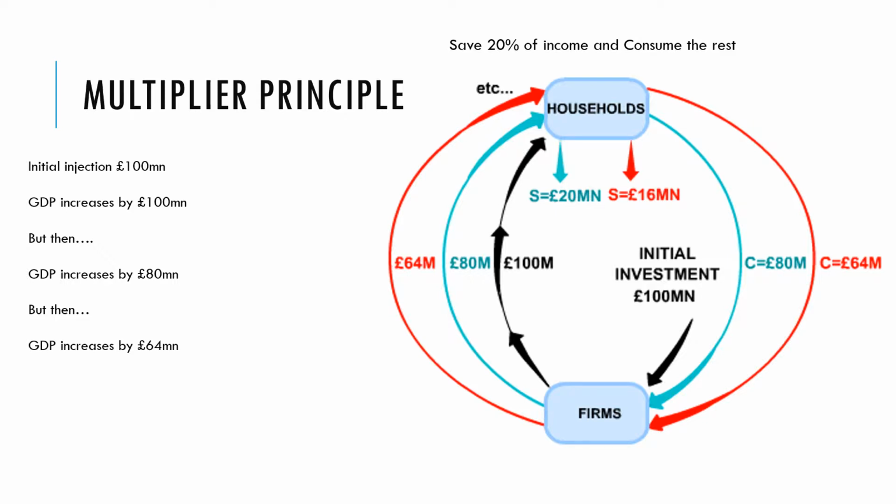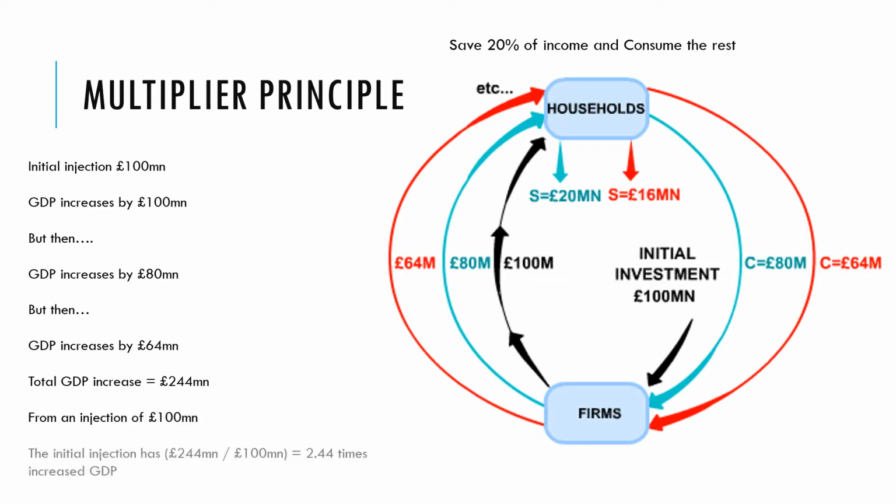So this initial injection of £100 million has actually led to a total GDP increase, assuming the money flows round twice, of £244 million. So from an injection of £100 million, we have an increase in GDP that is now 2.4 times bigger than the initial injection. And we call this the multiplier effect. When you inject money into the economy, because of the nature of flows of money and income around the economy, that initial injection is normally magnified into greater spending on GDP, on goods and services produced.